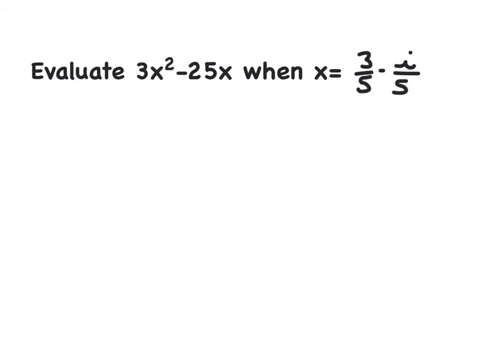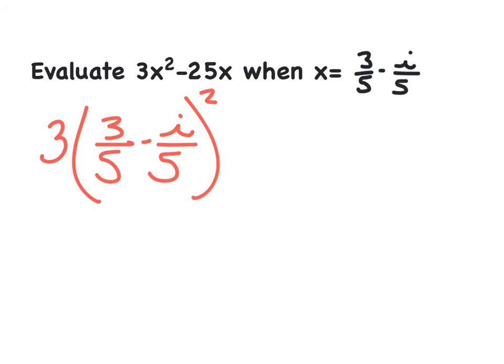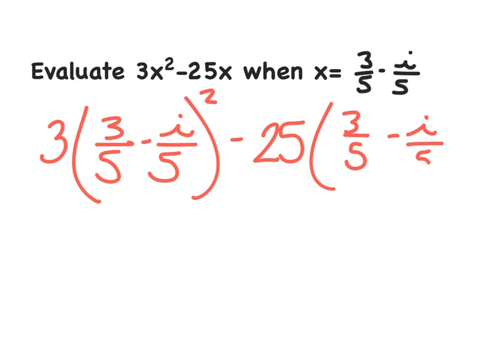Now your next example is a little uglier just because we're substituting in this fraction. So evaluate 3x squared minus 25x when x equals 3/5 minus i over 5. So again, we'll just carefully substitute it in, use parentheses. Okay, so now we gotta watch order of operation. Remember your PEMDAS from middle school? Parentheses, exponents. So I'm gonna start here, and then I have to go to the exponent first before I can multiply or divide. So again, just to be clear, you have to square first, then you can multiply by 3.